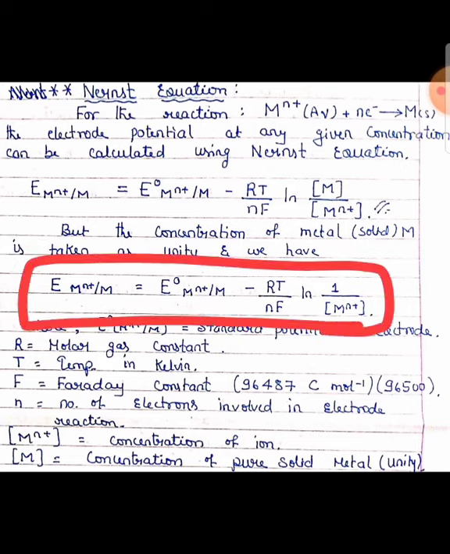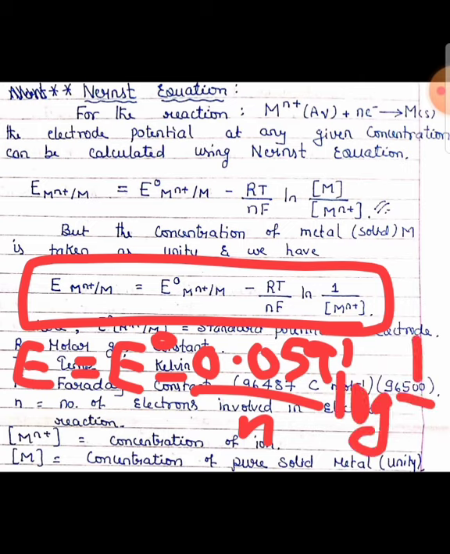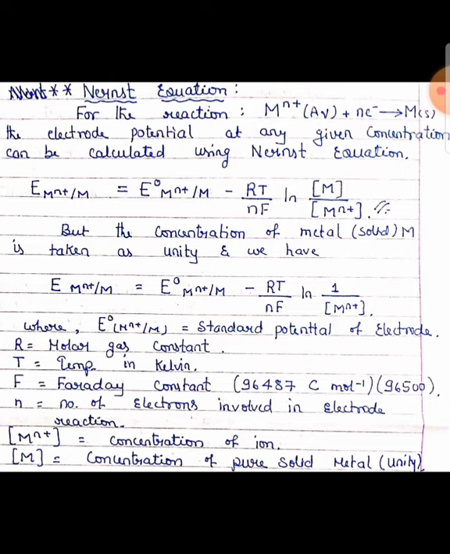Then we will get one new equation: E cell is equal to E naught cell minus 0.0591 divided by n into log of, we have converted natural log into log, 1 divided by concentration of metal ion. So this is the equation after calculating 2.303 with universal gas constant, temperature, and dividing by Faraday's value. We got this equation.